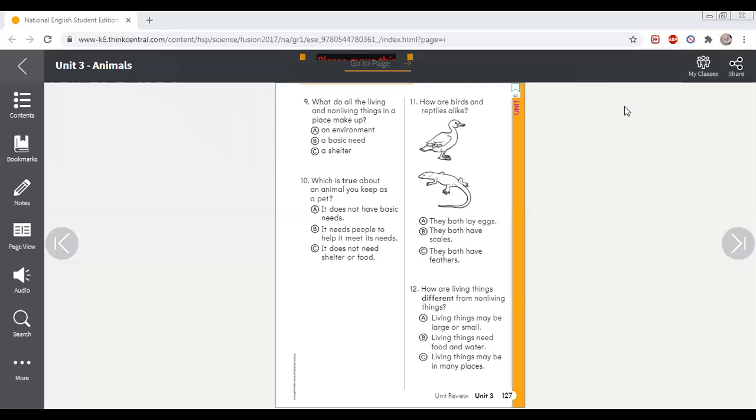Yes, Abdurrahman, Faris, Azam, Abdullah, Faisal. Excellent. Yes, it is B. So living things need food and water. So all the living things, they need food and water. So mark: living things need food and water.